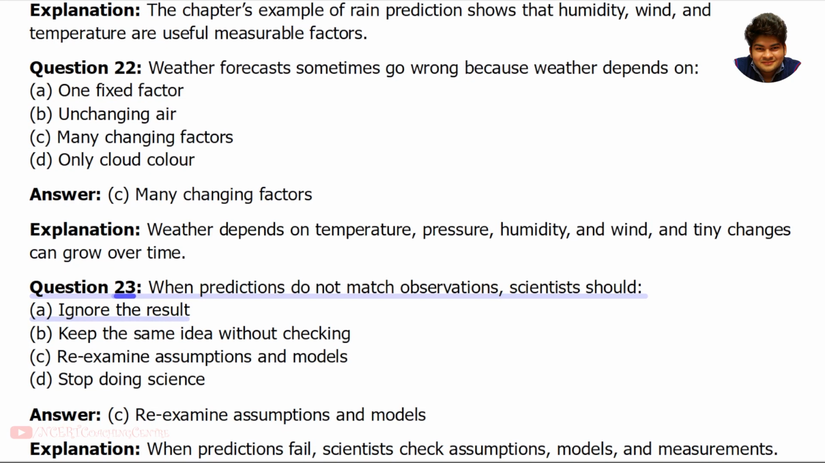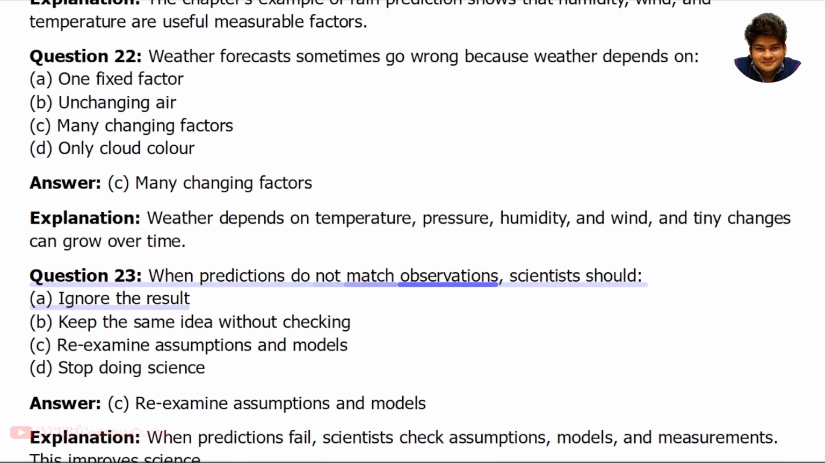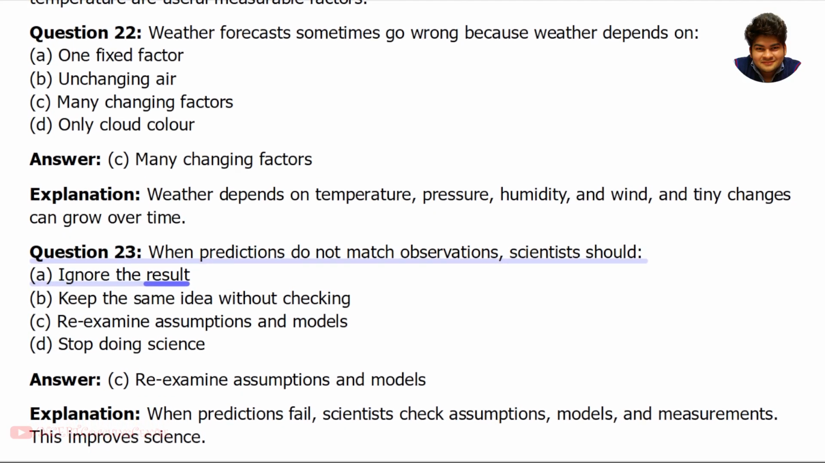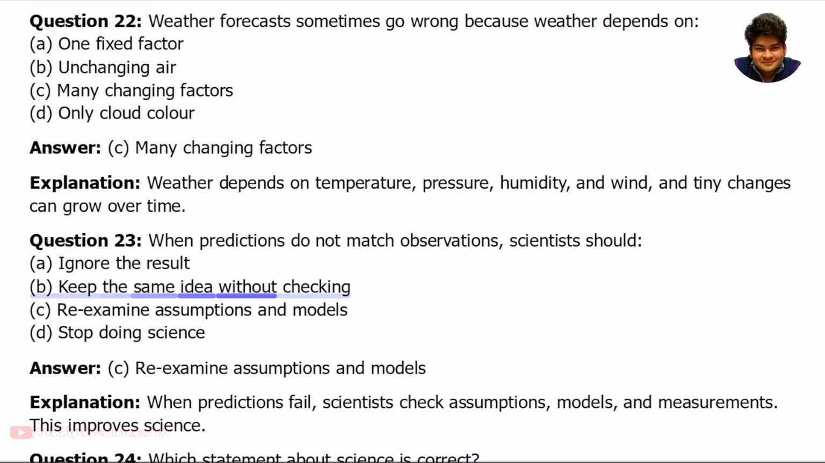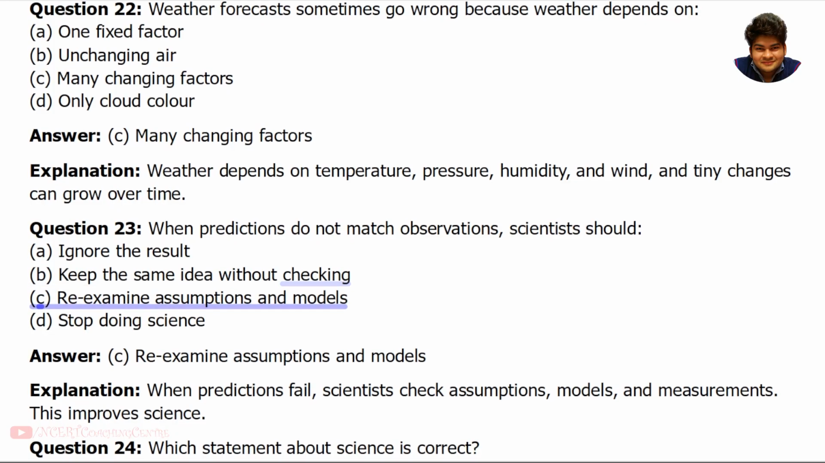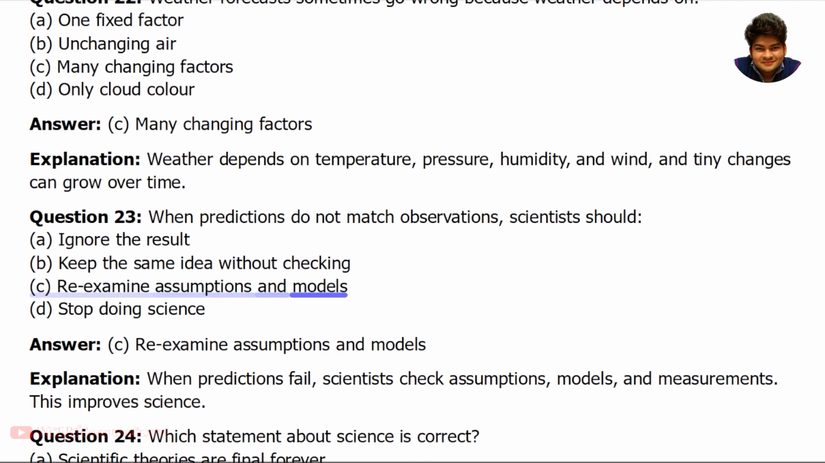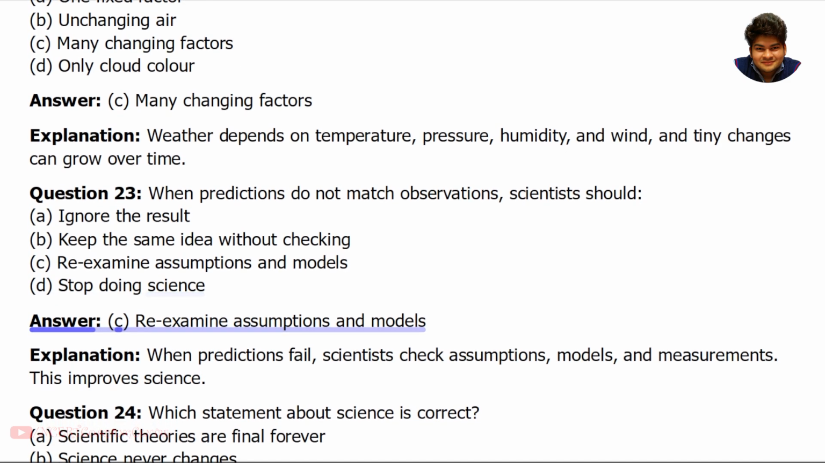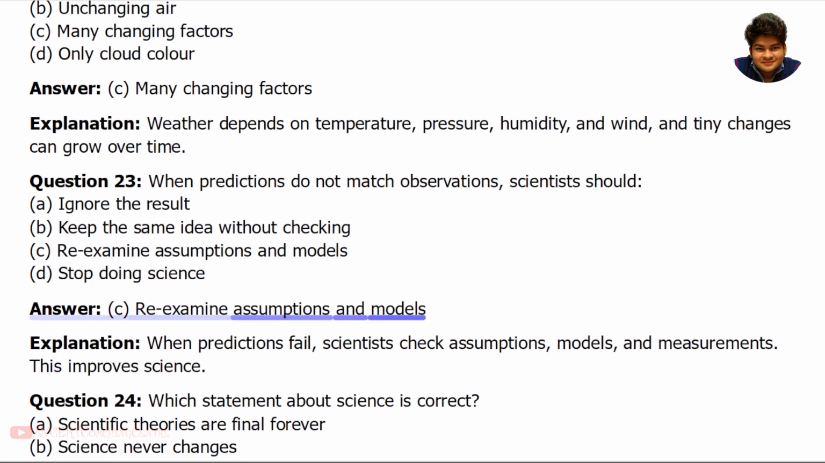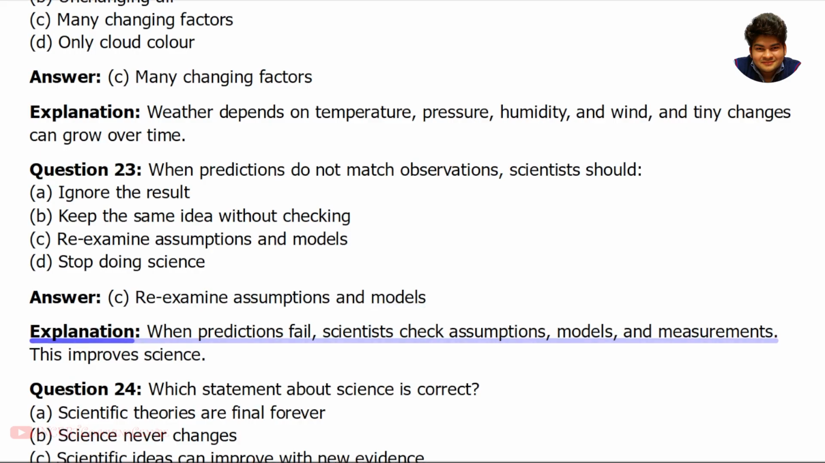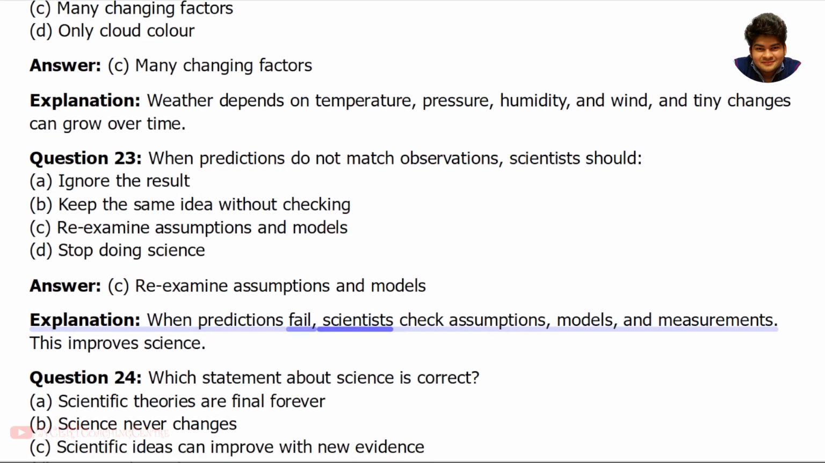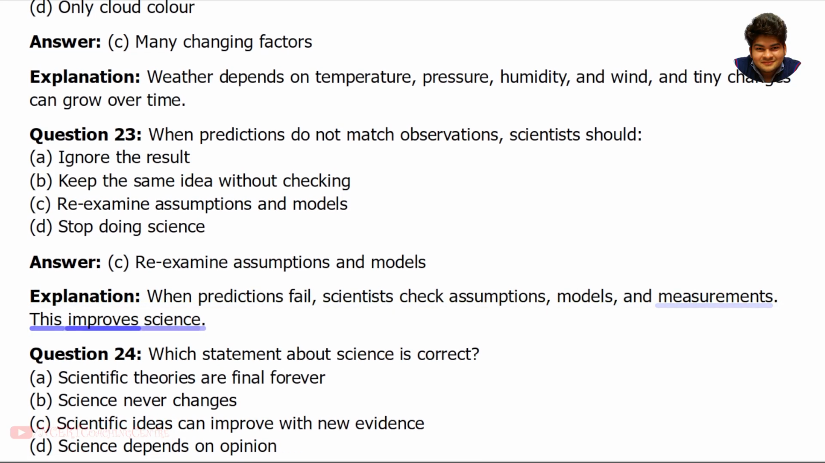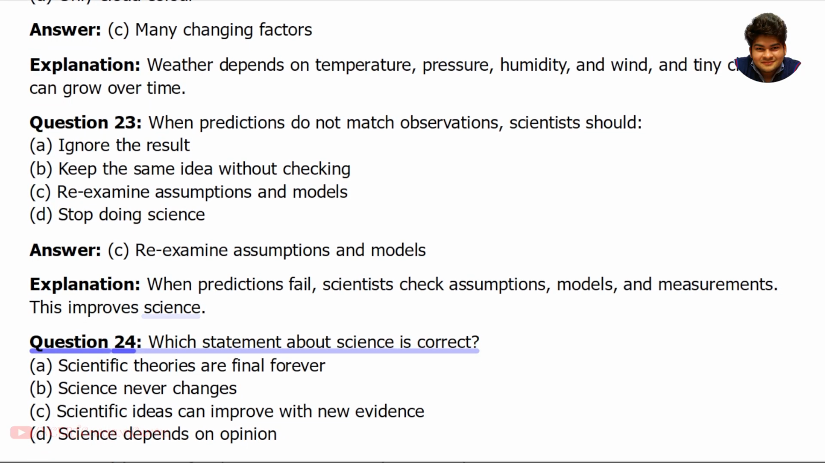Question 23. When predictions do not match observations, scientists should: A. Ignore the result. B. Keep the same idea without checking. C. Re-examine assumptions and models. D. Stop doing science. Answer: C. Re-examine assumptions and models. Explanation: when predictions fail, scientists check assumptions, models, and measurements. This improves science.